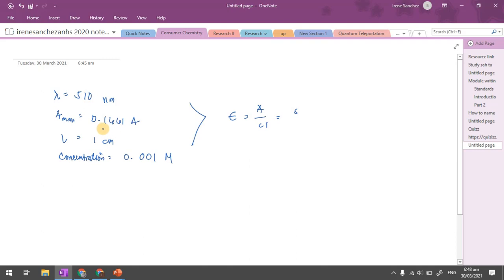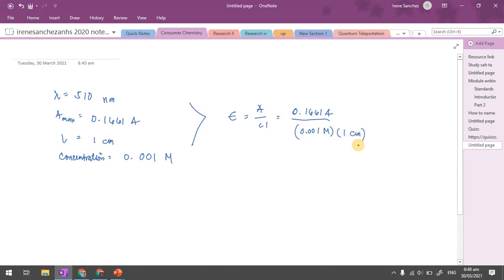So what's the A? 0.1661 over the C. I think there are three zeros before one. 0.001 molar.